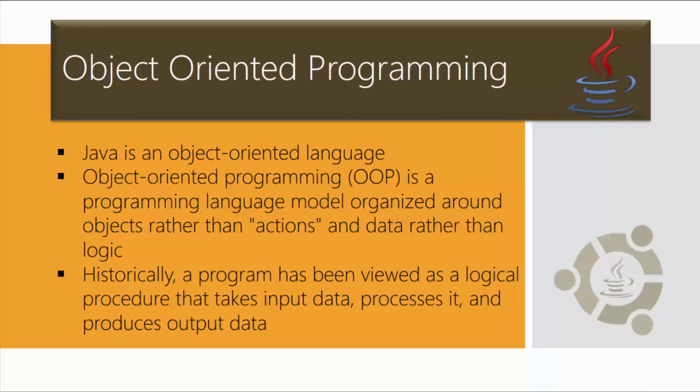So the basic concept behind object-oriented programming is a programming language model organized around objects rather than actions, and data rather than logic. Historically speaking, when we used to write these programs, they were viewed as a logical procedure, like a series of steps that takes input data, processes it, and then produces an output. On the other hand, object-oriented works differently.